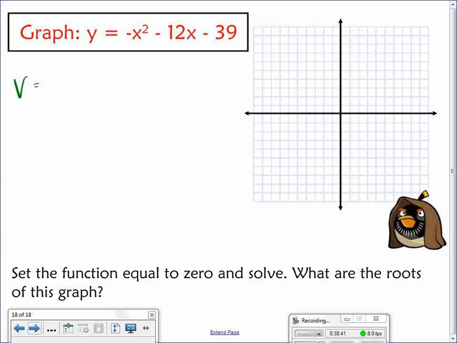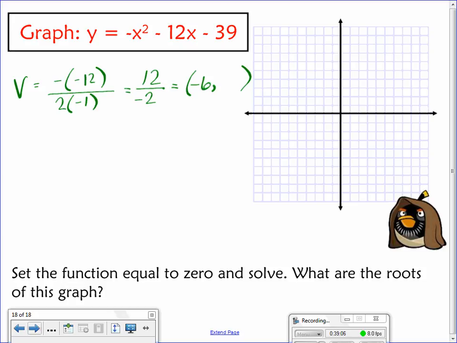All right, so if I find my vertex, we have negative b, which is negative 12, over 2 times a, which is negative 1. There's a whole lot of negatives going on up there. So on the top, what do we have? Positive 12. On the bottom, negative 2, and that equals negative 6.